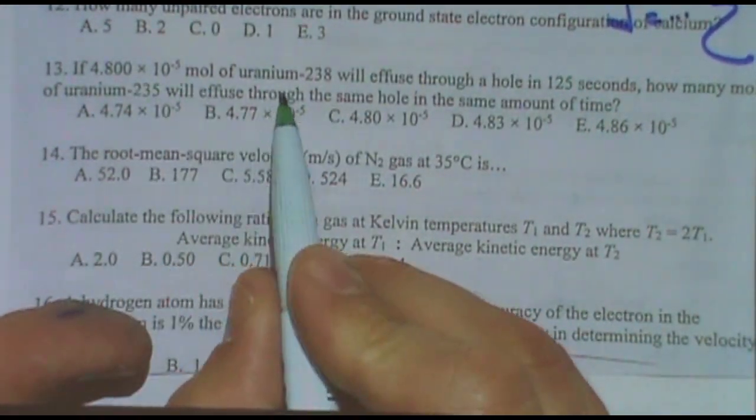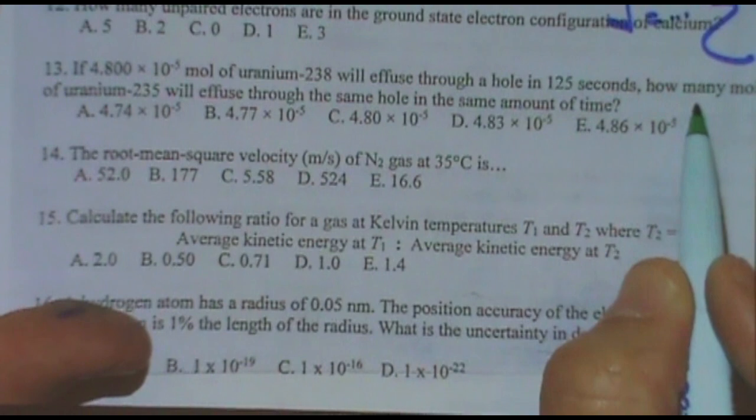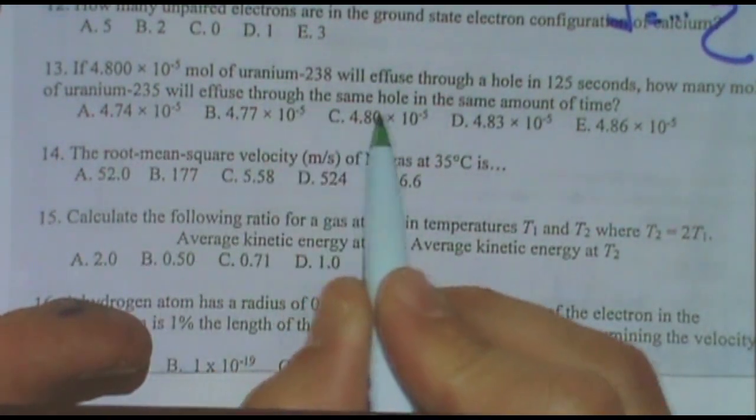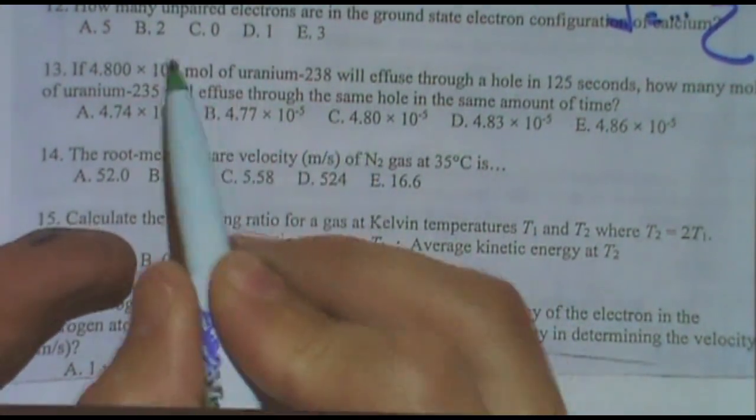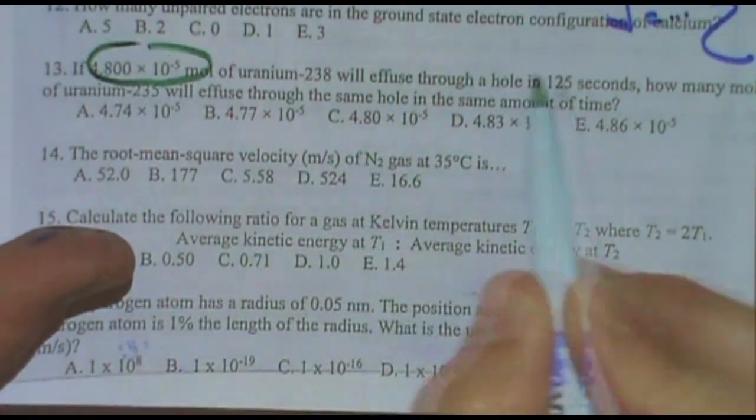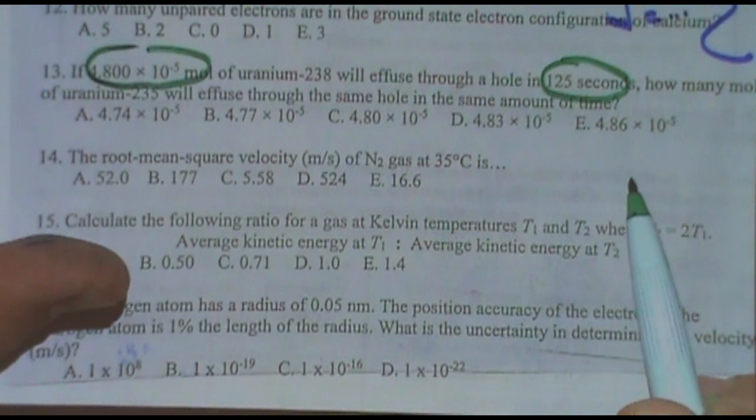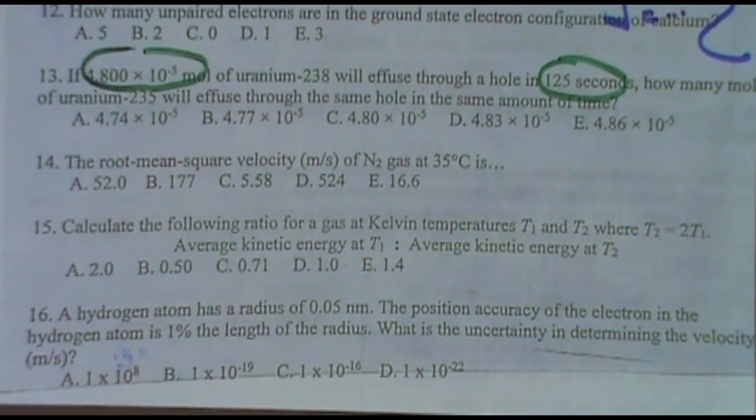Let's see. That many moles of this will fuse through a hole in 125 seconds. How many moles of this will fuse through the same hole in the same amount of time? Okay, I'm going to circle two numbers, the one on the left and the one on the right. One of those numbers we're not using, left or right. Which one will we not use? Right, the one on the right. How did you know that? That's correct.